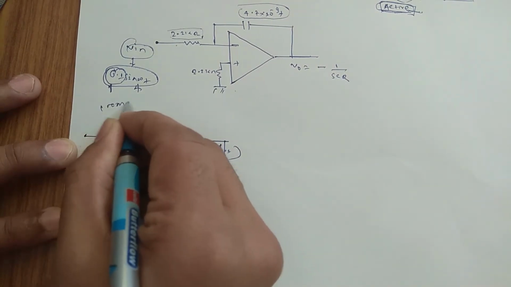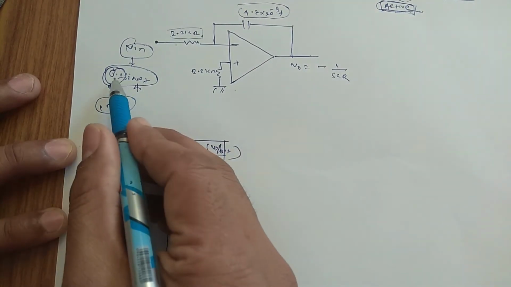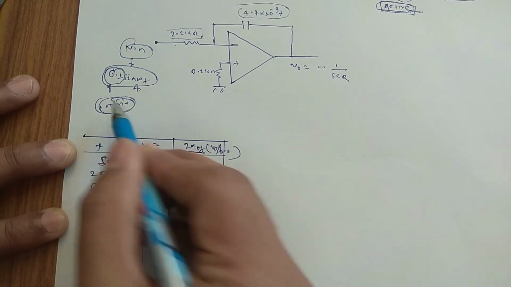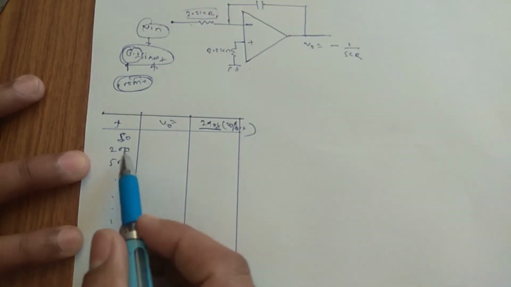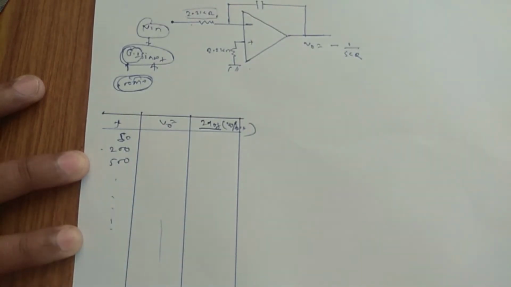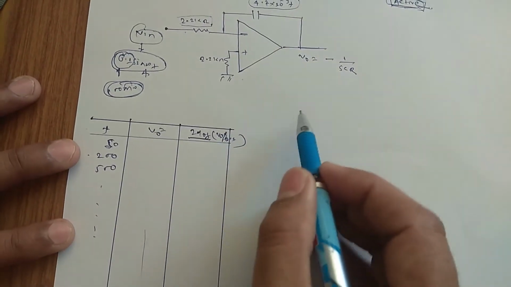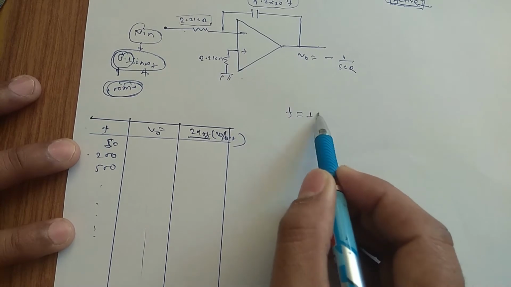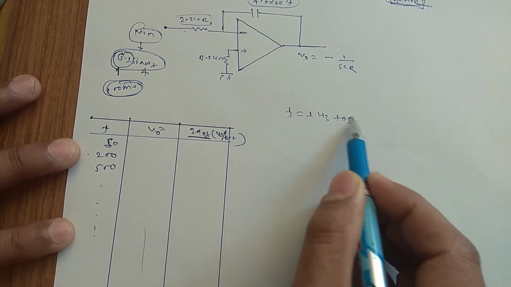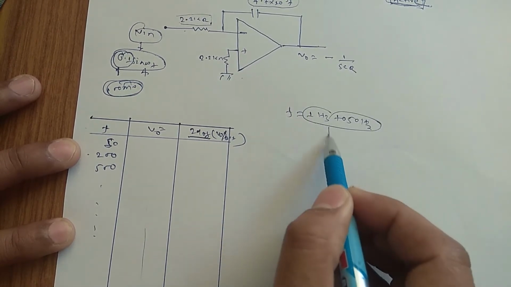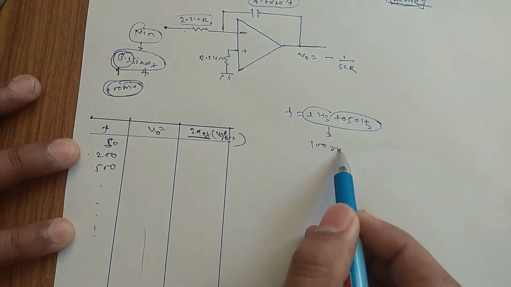0.1 means 100 millivolt. What are we going to set? We are going to set the function generator to 100 millivolt, and we are going to start from 50 hertz. Why 50 hertz? Because our function generator does not work well at 1 to 50 hertz. It doesn't give a constant input voltage.